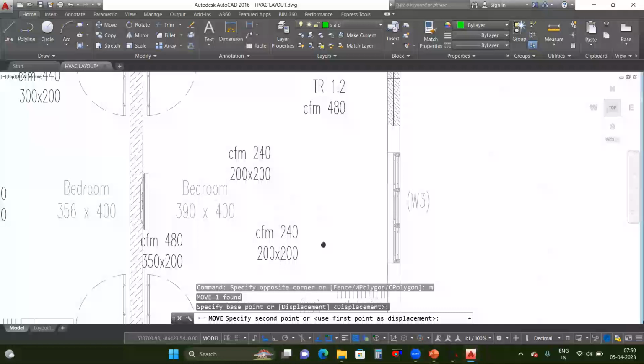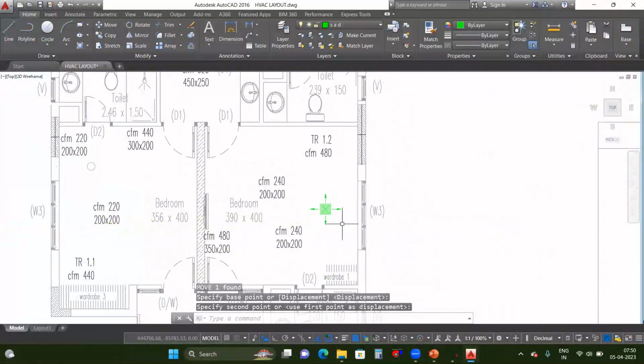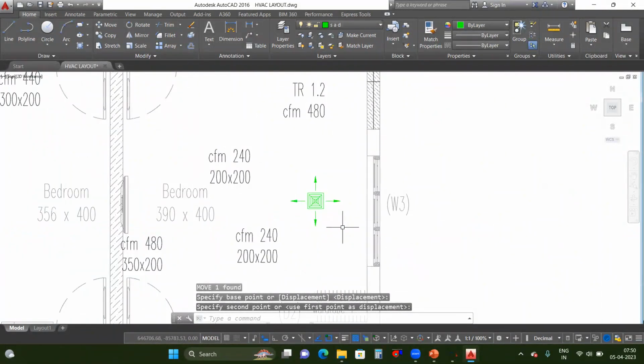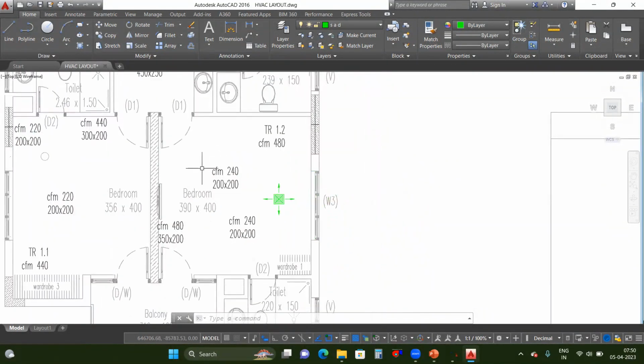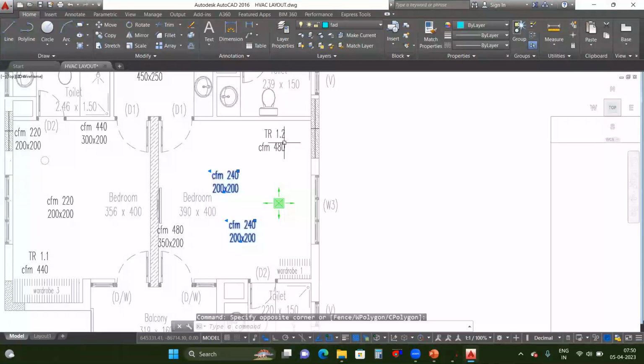Okay. So this is the four-way diffuser. Okay. Can you see? This is the four-way diffuser. Okay. So, for example, consider this as one room. So here you can see this is a bedroom.